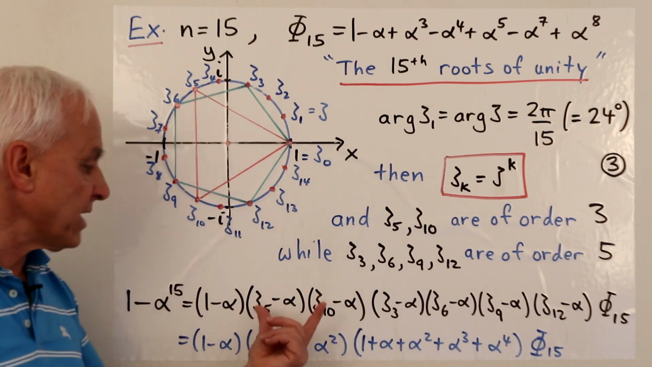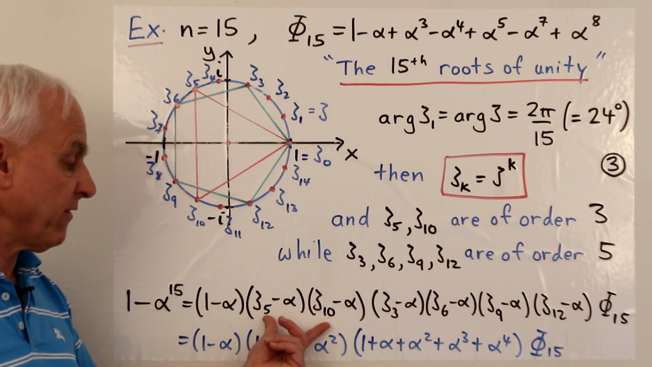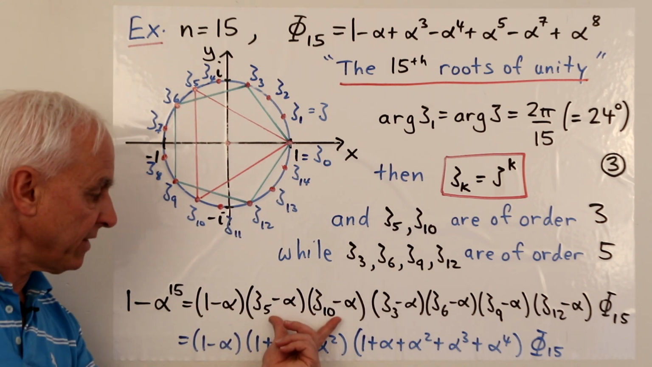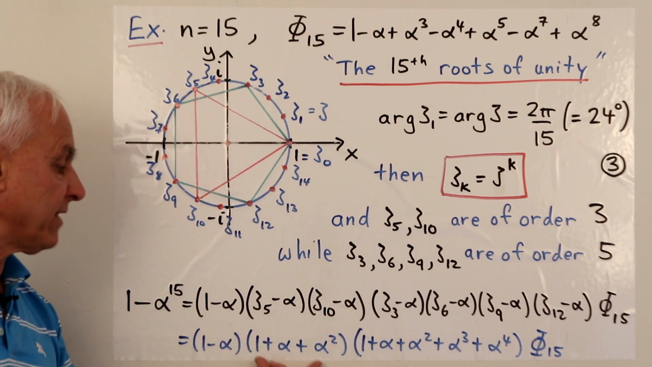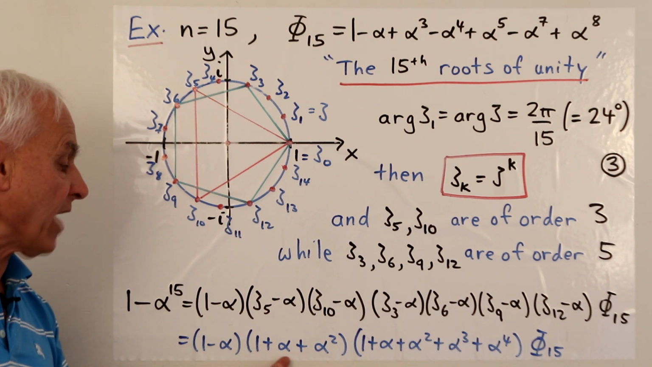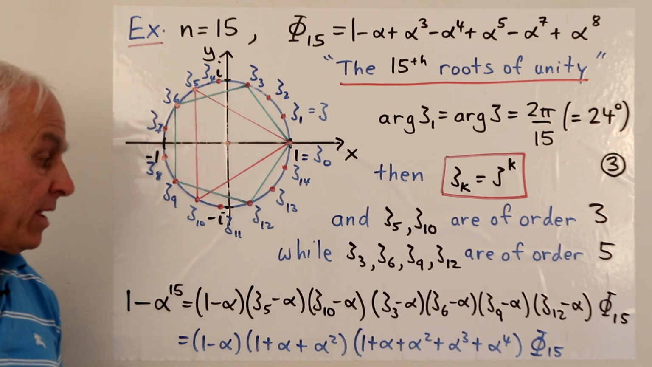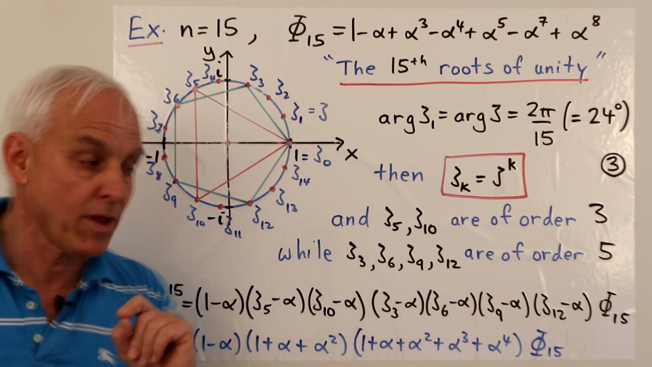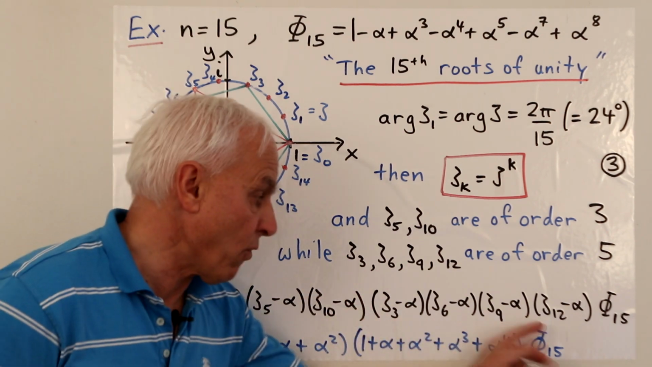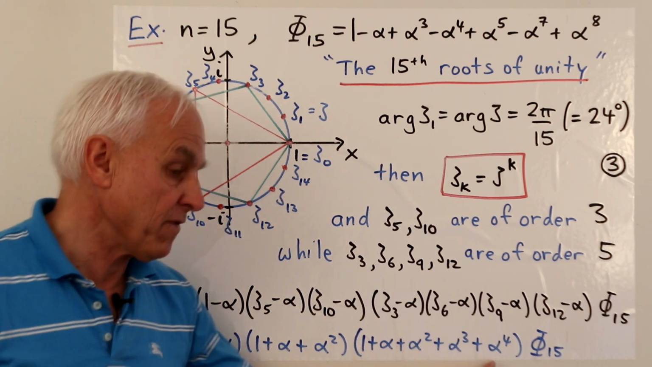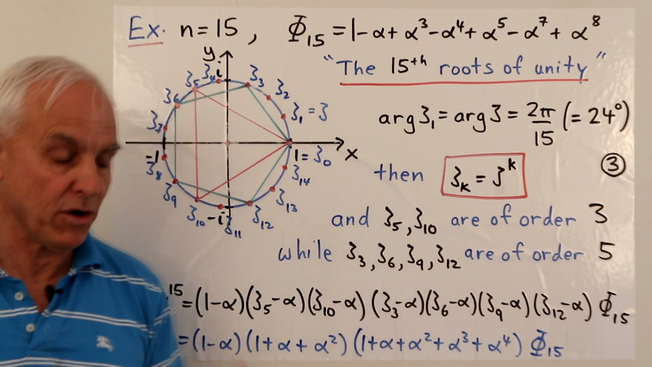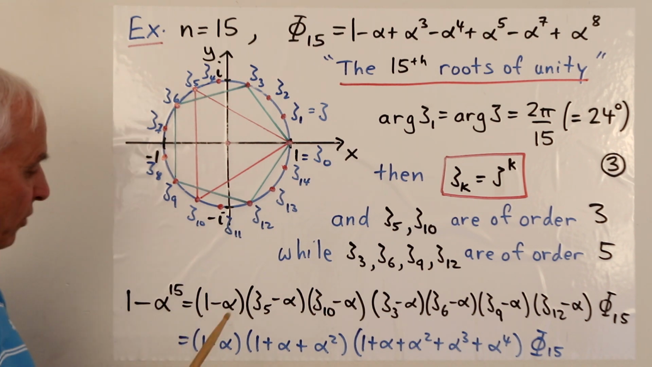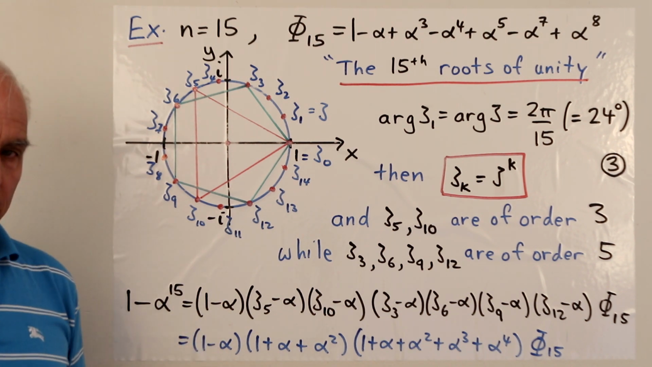Now because zeta 5 and zeta 10 are cube roots of unity, when you multiply these 2 factors together, you get this quadratic factor, 1 plus alpha plus alpha squared. That's exactly the cyclotomic polynomial phi sub 3. And when you multiply these four together, you get this fourth degree polynomial, which is exactly phi sub 5. And of course, this one here is phi sub 1.